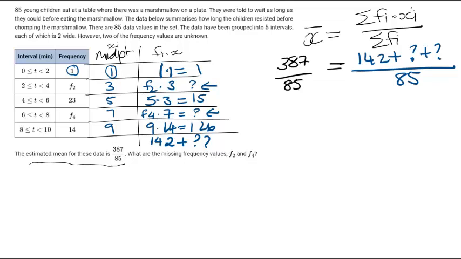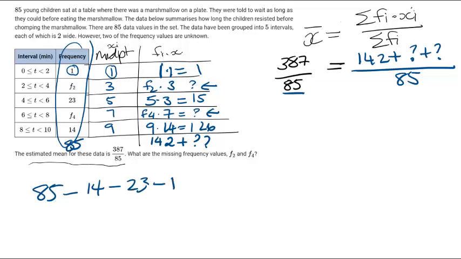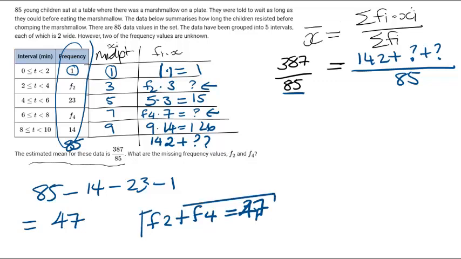So far so good. Let's just confirm this 85. If I add up the frequencies, they're saying this 85 is actually the frequencies added up. So if I say 85 minus 14 minus 23 minus 1, that's going to give me 47, meaning that F2 plus F4 are equal to 47 in total.